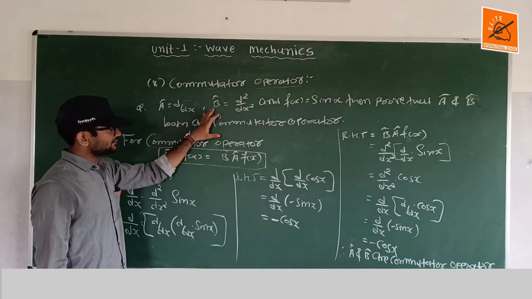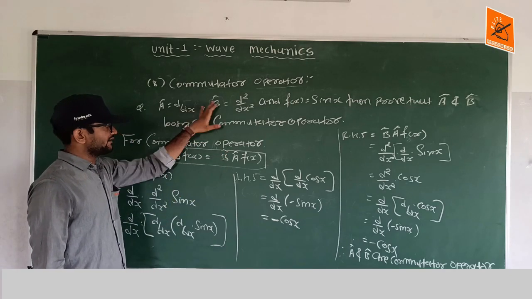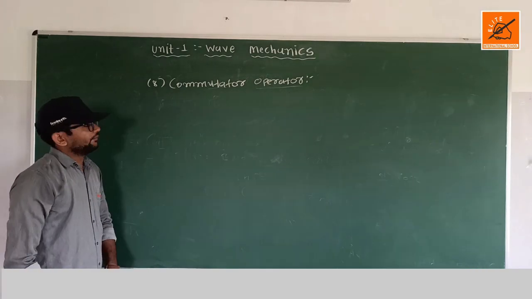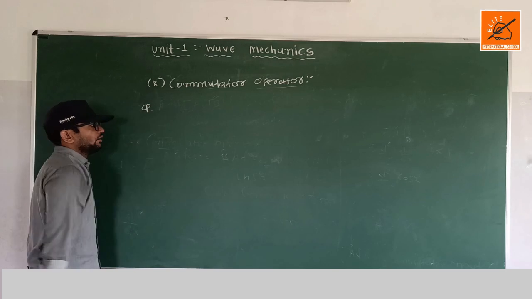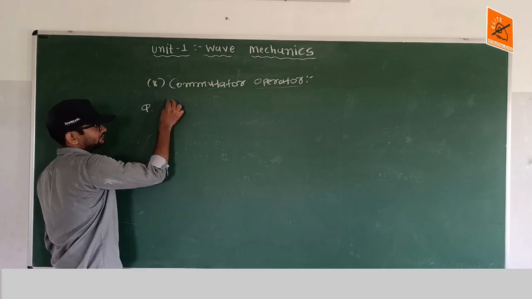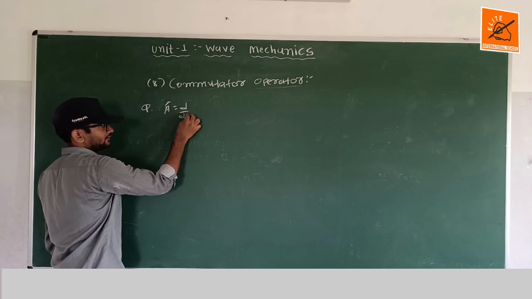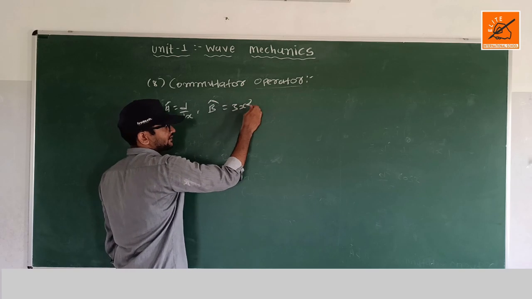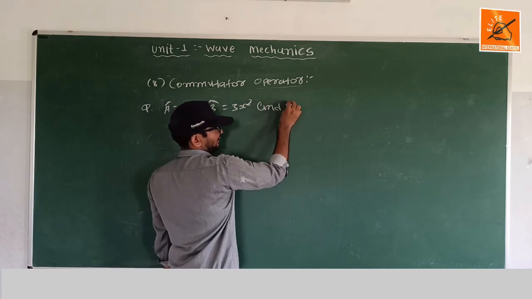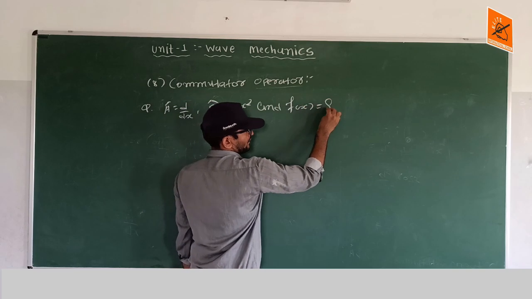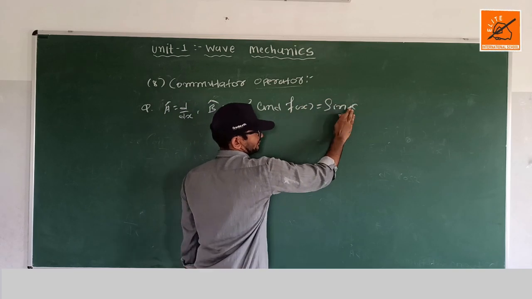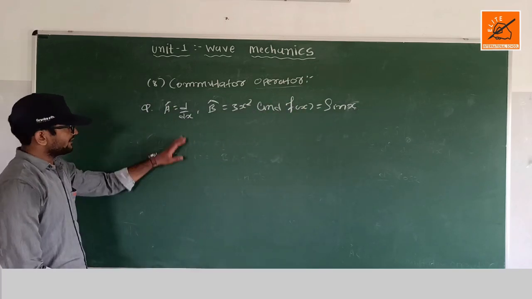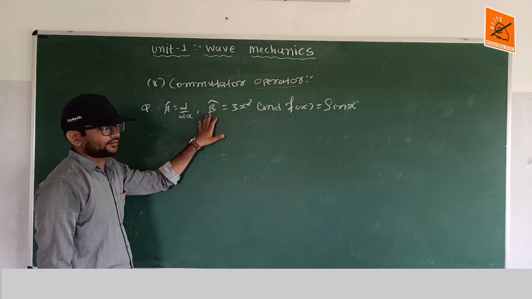Okay, so this is the first basic, simple question asked in your university exams. Now another question: operator A cap is equal to d by dx, operator B cap is equal to 3x square, and f(x) is equal to sin x. Now prove whether both operators A cap and B cap commute or not.